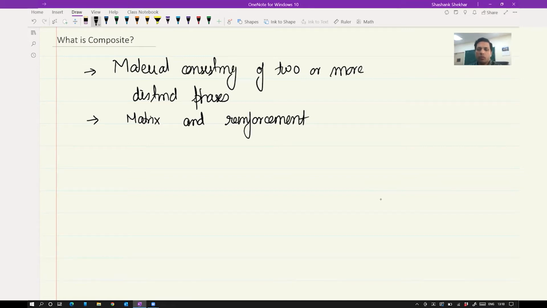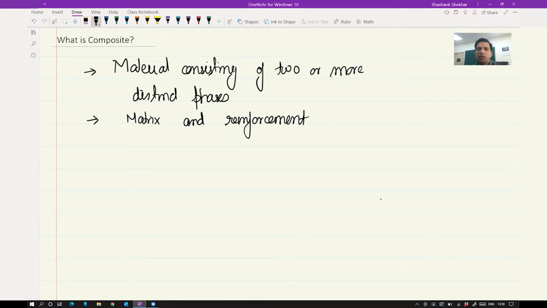But why do we make a composite? Why do we want to combine two or more materials? It is to improve certain properties, but mostly mechanical properties. So the idea of making a composite is to get the good properties from the two different materials and combine them in a way that you can get the best of both worlds.